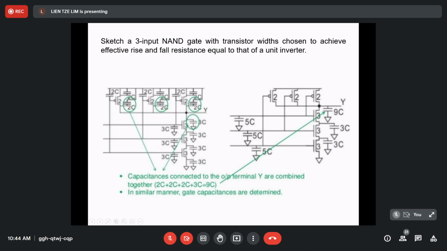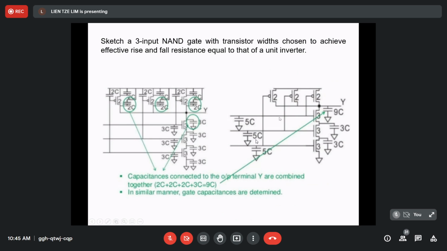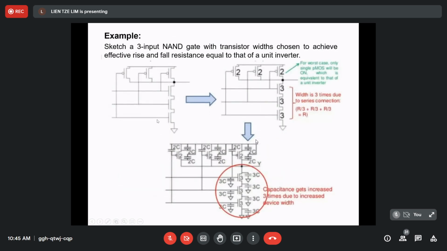This circuit is a NAND gate. Let me see, I skipped one slide here. It should be this slide, and I should start with this first. So this is a NAND gate, and we need to determine the resistance and capacitance. Here the widths of the PMOS and NMOS are different: the PMOS width is 2 and the NMOS is 3. After the widths are determined, we can determine the capacitance and resistance of each PMOS and NMOS.